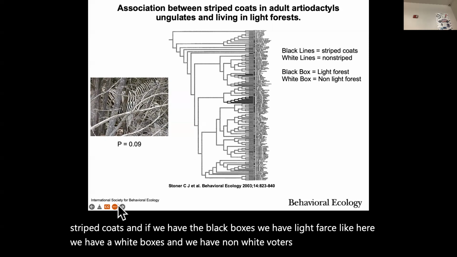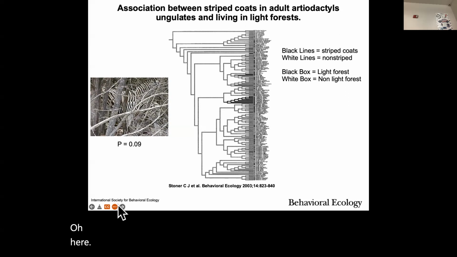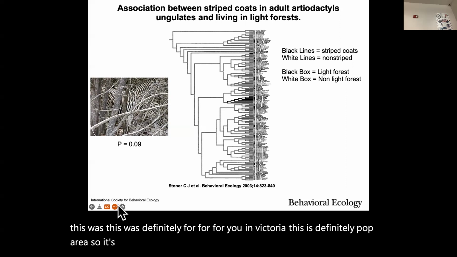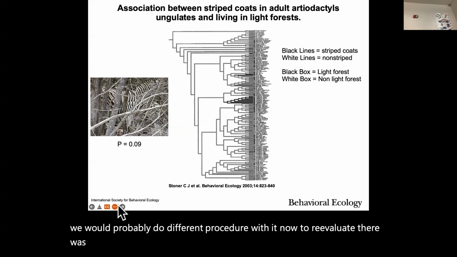Okay? So this value, like what's a good confidence interval for studies like the phylogenetics studies like that? Oh. Are they super specific or? This was definitely for you and Victoria. This is definitely Popperian. So it's old school mathematics behind it. It's still pretty recent, but we would probably do a different procedure with it now to reevaluate. There was no use of modeling out this pattern and bootstrapping it. So it's kind of a firm, just associative pattern.